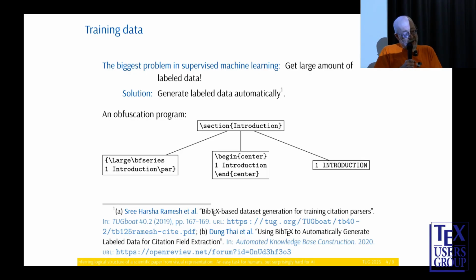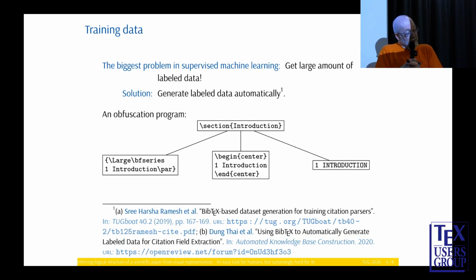We did it with the BibTeX citation extraction project. We wanted to have a lot of labeled citations, and we just took structured BibTeX data, ran it through different BibTeX styles, and got a lot of textual information with different ways of formatting. And then we asked machines to find out how to go back. Here we decided to do the same thing.